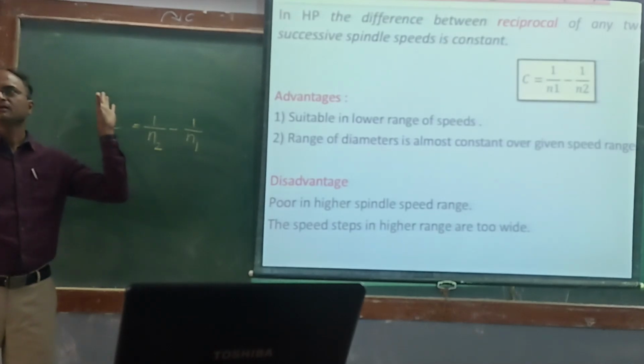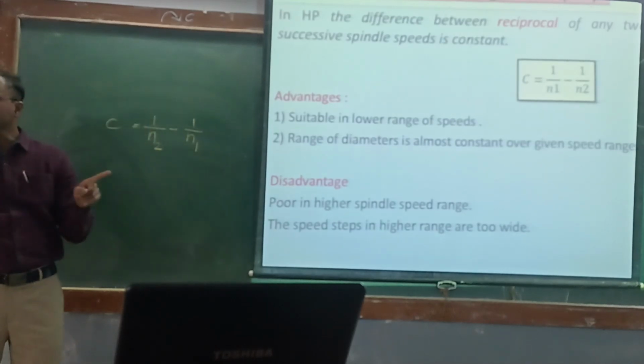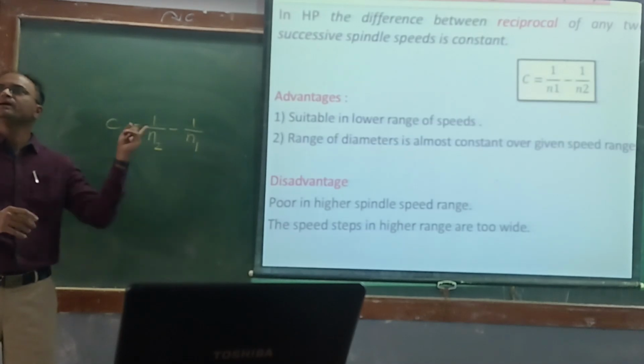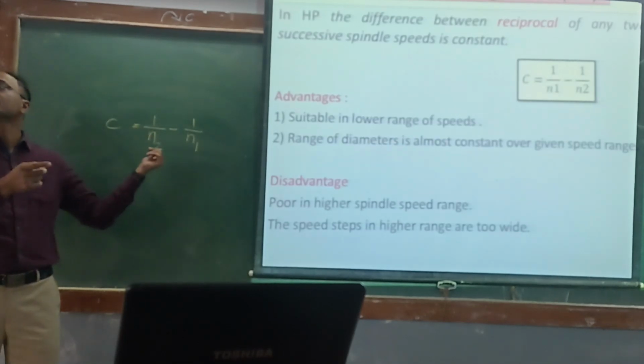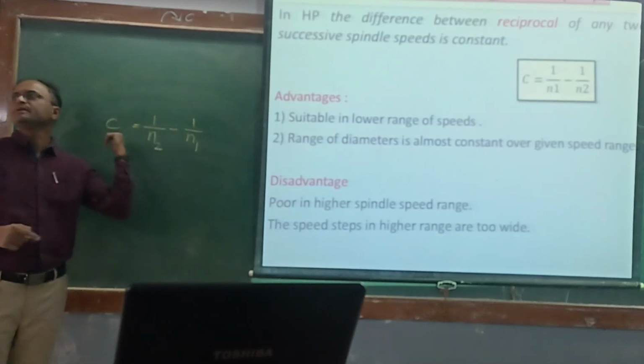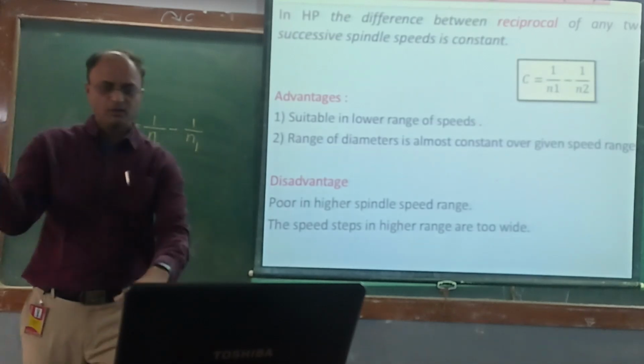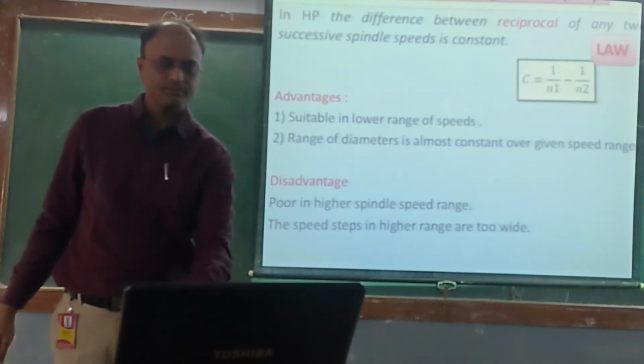Is it clear? Arithmetic we understood, difference between successive speeds is constant. Geometric, ratio of successive speeds is constant, and here reciprocal of successive speeds is constant. Okay, we will not go into much details of this.